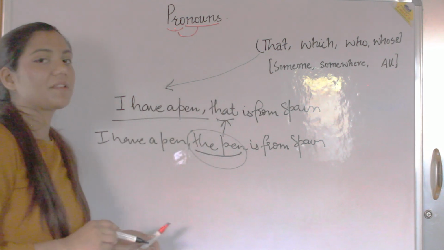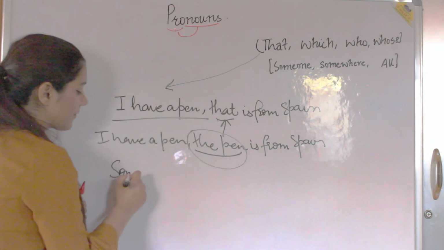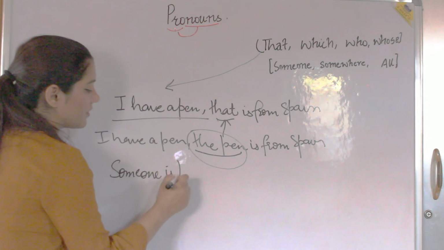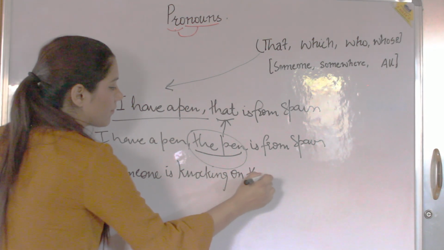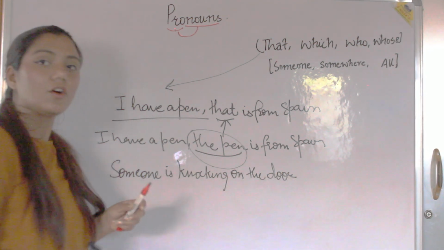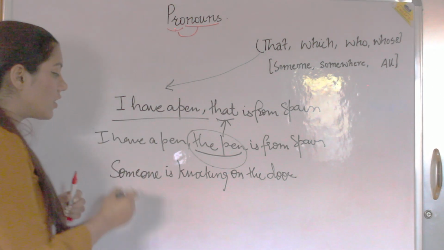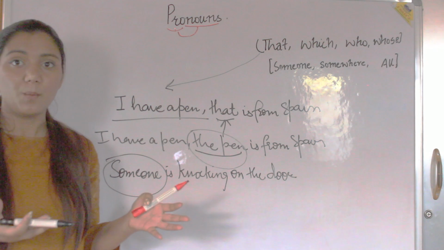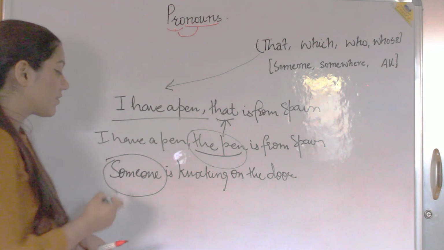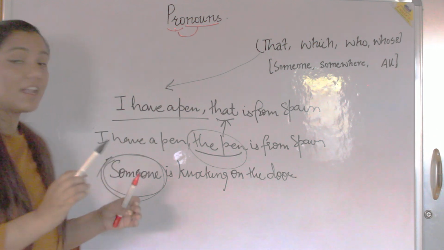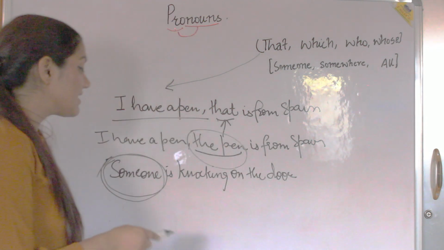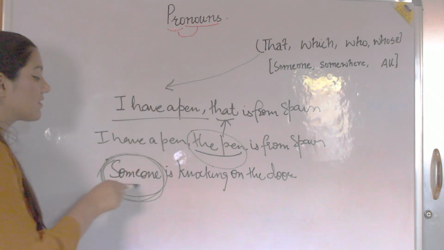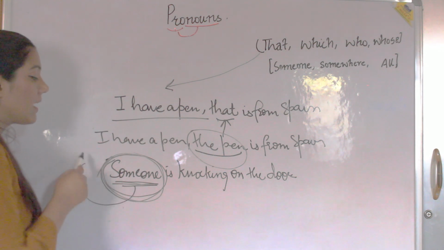Now let's look at some other examples. If I want to say someone is knocking on the door, I do not know who it is, but it has to be someone. It has to be a noun. So somebody must be knocking at the door. Now I do not know whether it's a boy, it's a girl, it's an animal, whatever it is, but I know that it's a noun. So this someone here becomes a pronoun because I am using this in place of a noun.